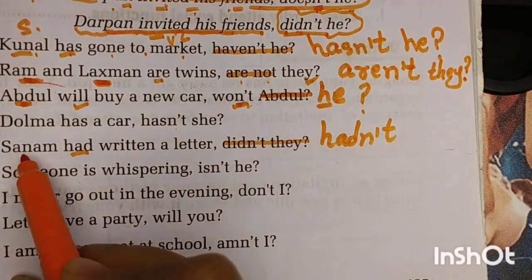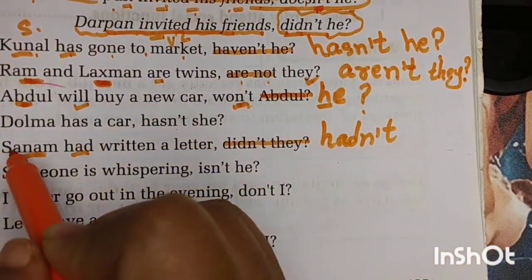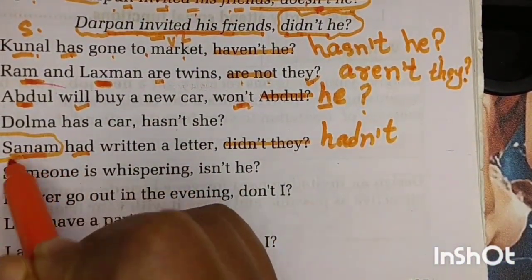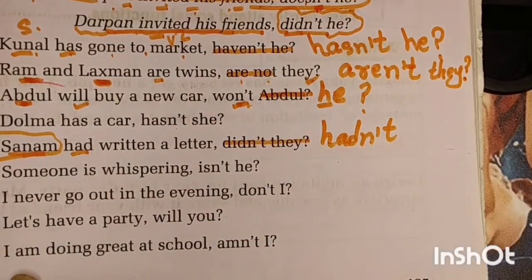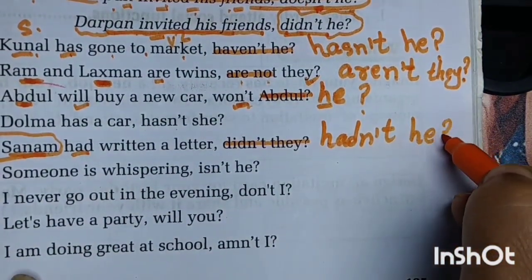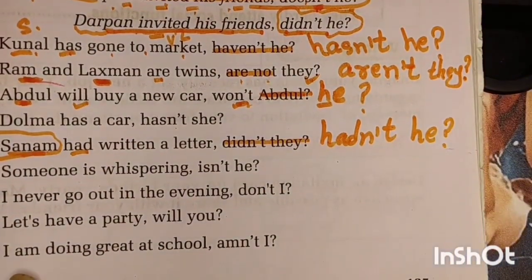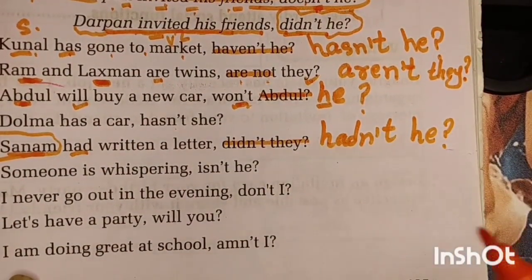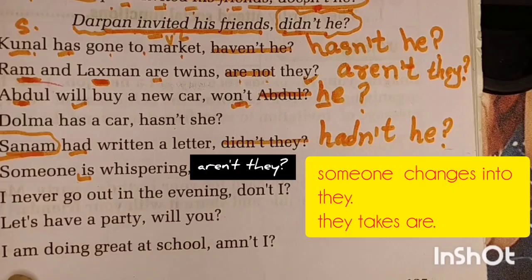And Sanam is a boy, one boy. And the pronoun used for one boy is he. So, hadn't he? Sanam had written a letter. Hadn't he?